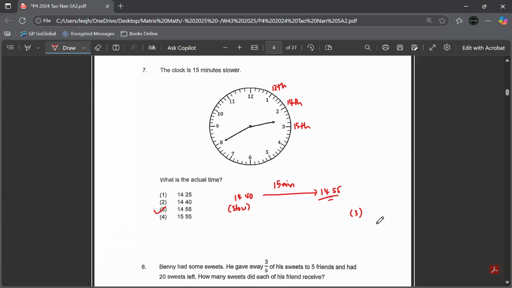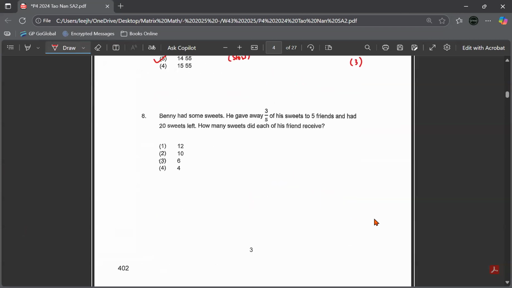Okay, question number 8. Lenny had some sweets. He gave away 3/5 of his sweets to 5 friends and had 20 sweets left. How many sweets did each of his friends receive? So you can draw a model, 5 parts. 1, 2, 3, 4, 5. 3/5 given to his friends.